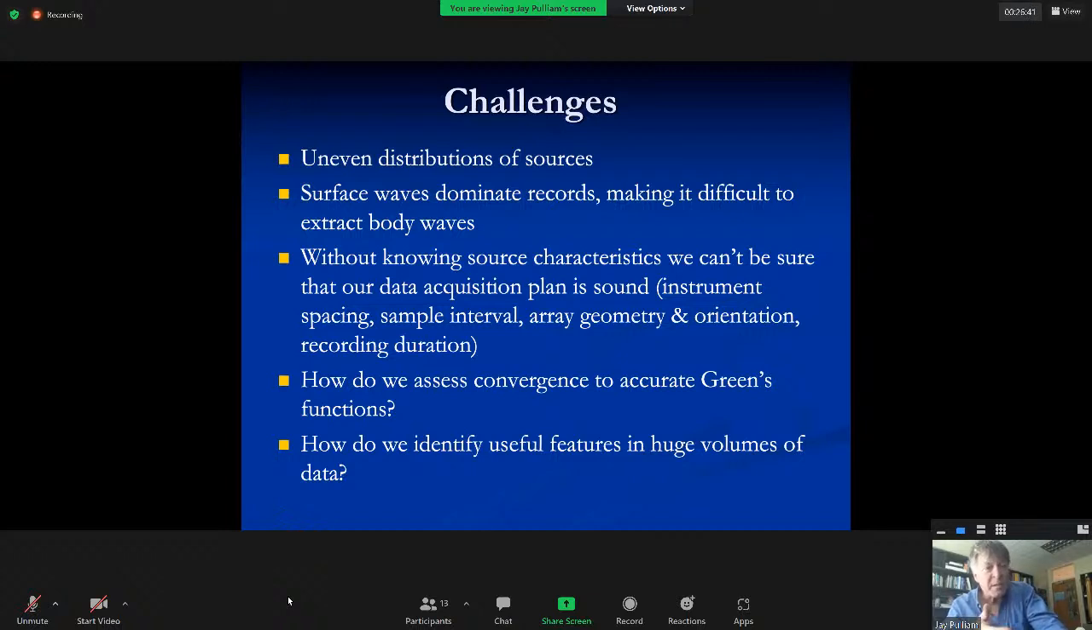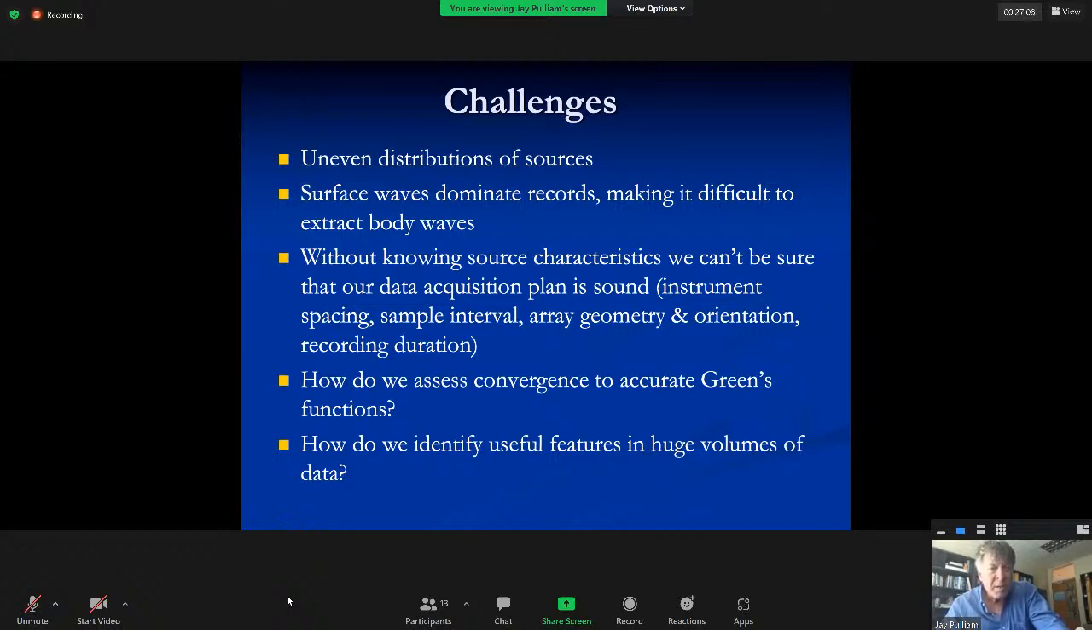Another is that surface waves dominate the recordings of ground motion, because most of the sources happen at the surface of the Earth, and they're not efficient producers of body waves. Body waves travel through the body of the Earth, or the subsurface, and they give us the high frequencies that we need for high resolution imaging. So we don't really want the surface waves, and yet they dominate the records.